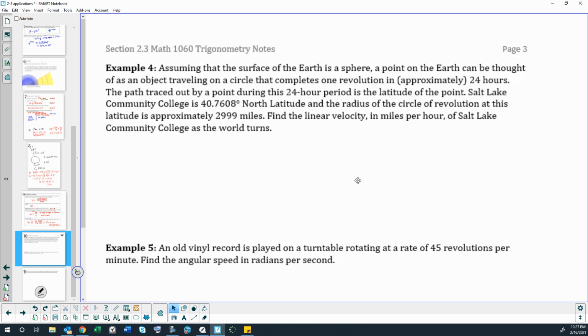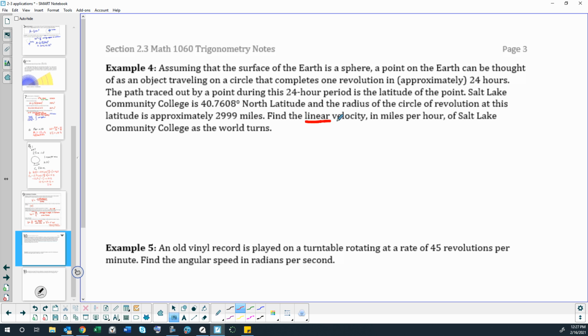Assuming that the surface of the Earth is a sphere, a point on the Earth can be thought of as an object traveling on a circle that completes one revolution in approximately 24 hours. The path traced out by a point during this 24-hour period is the latitude of the point. Salt Lake Community College is 40.7608 degrees north latitude, and the radius of the circle of revolution at this latitude is approximately 2,999 miles. Find the linear velocity in miles per hour of Salt Lake Community College as the world turns.